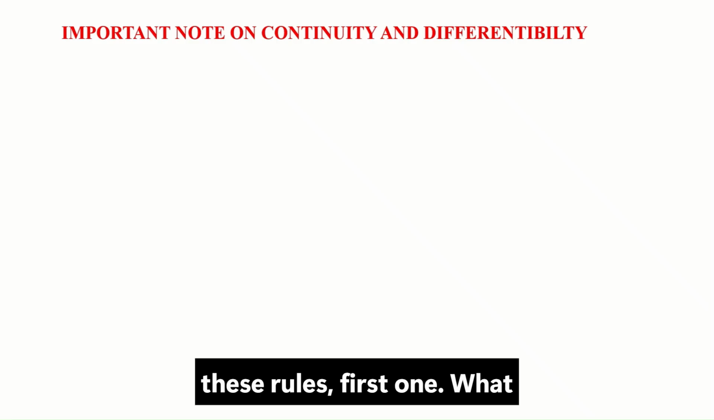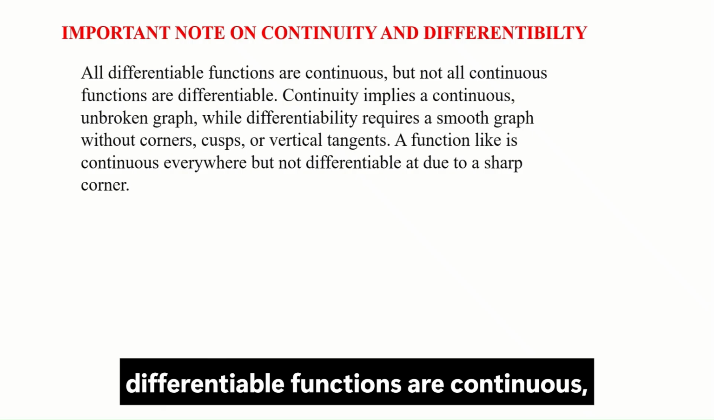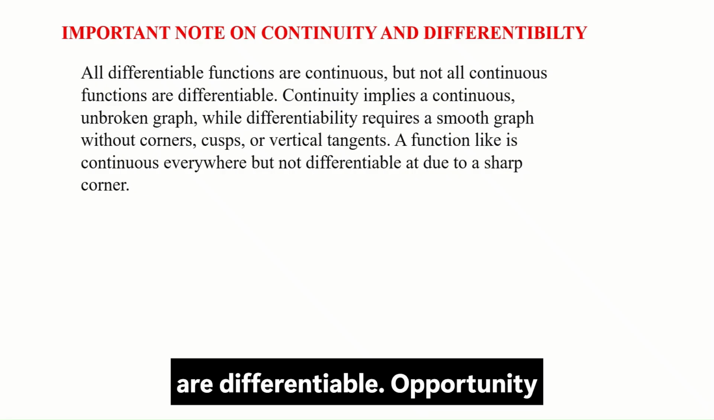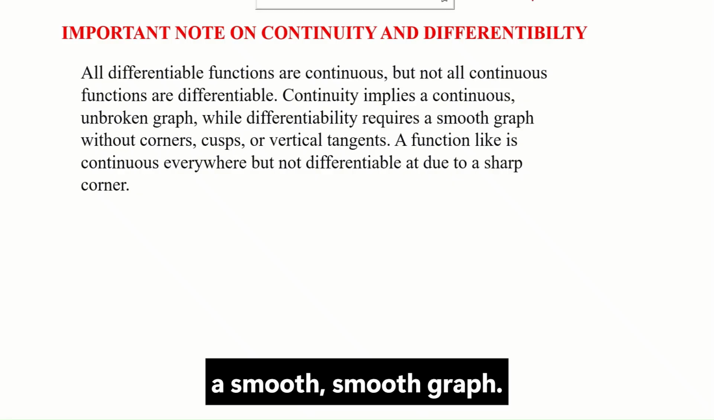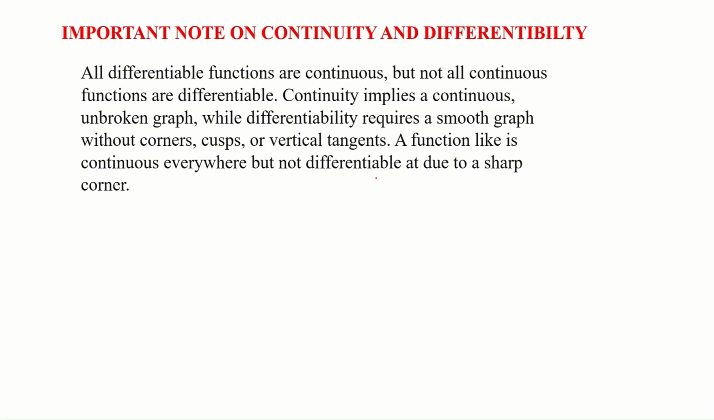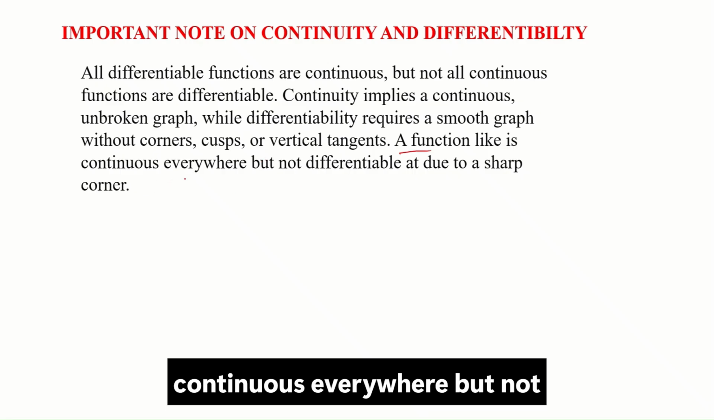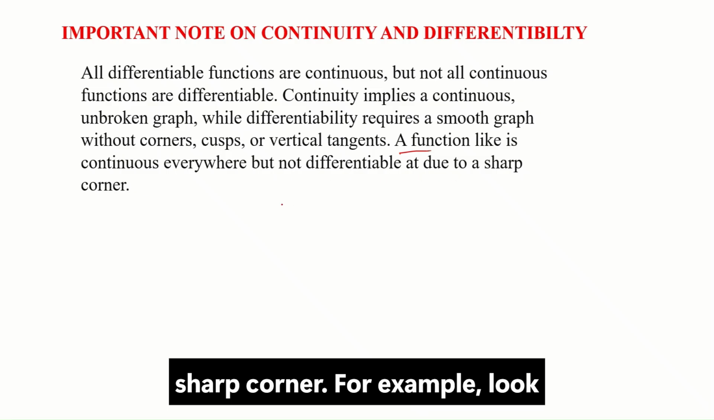First one, an important note on continuity and differentiability: all differentiable functions are continuous, but not all continuous functions are differentiable. Continuity implies a continuous, unbroken graph, while differentiability requires a smooth graph without corners. A function can be continuous everywhere but not differentiable at a point due to a sharp corner.